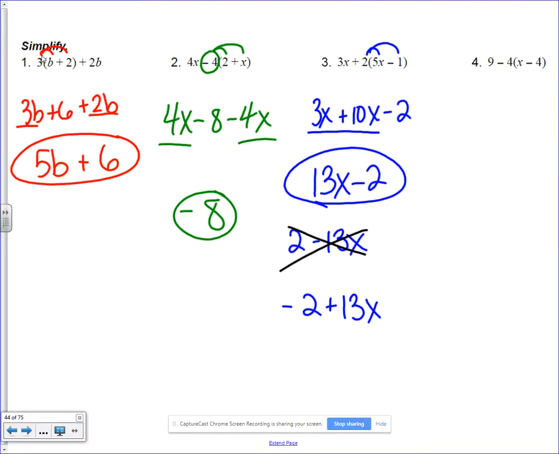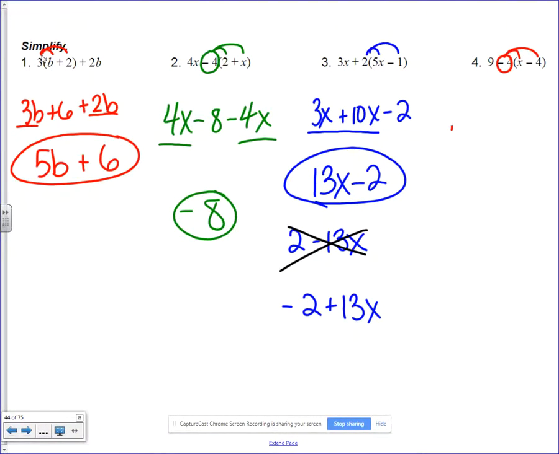Perfect. Now, I'm going to tell you what the common mistake here is in number 4. If you're going to make the mistake, somebody in here is going to go, oh, 9 minus 4 is 5. I'm going to distribute a 5. Not happening because we have to do the parentheses first. So we're going to be distributing this -4.